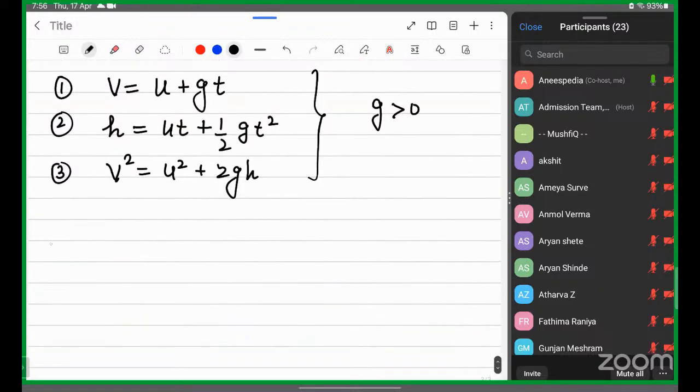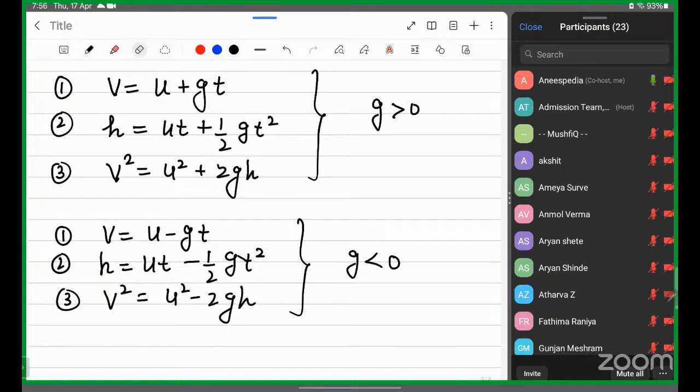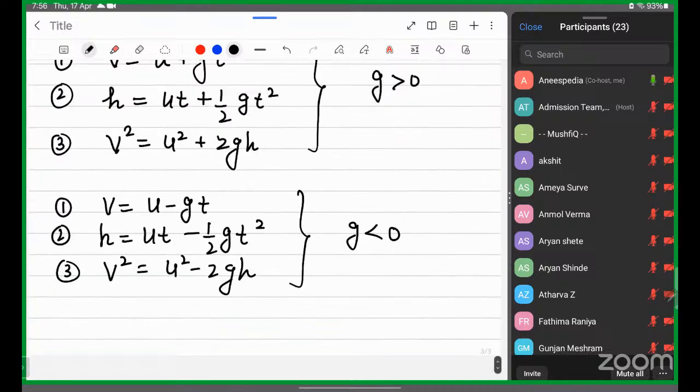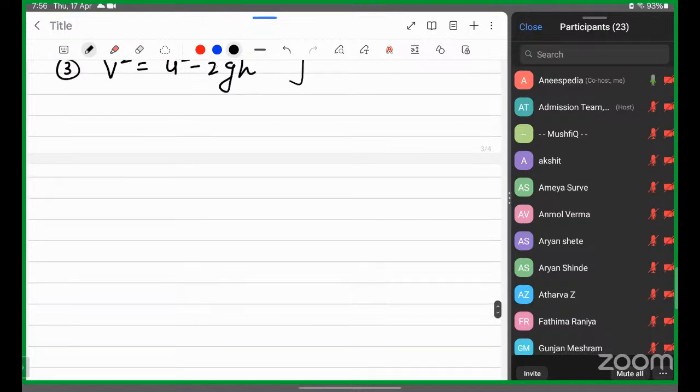Second case is v equals u minus gt, h equals ut minus half gt square, and v square equals u square minus 2gh. In these three equations, g will be less than 0, which means velocity of the object and acceleration g are working in opposite sense. Understood?